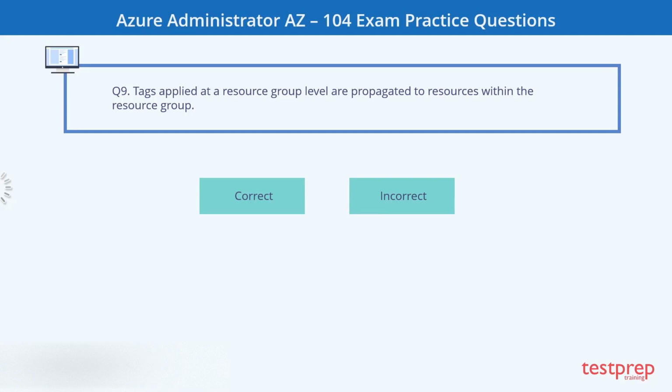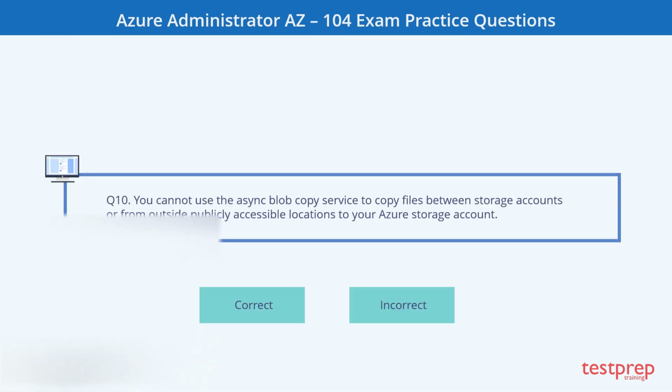Question 9. Tags applied at a resource group level are propagated to resources within the resource group. Is it correct or incorrect? It's incorrect.